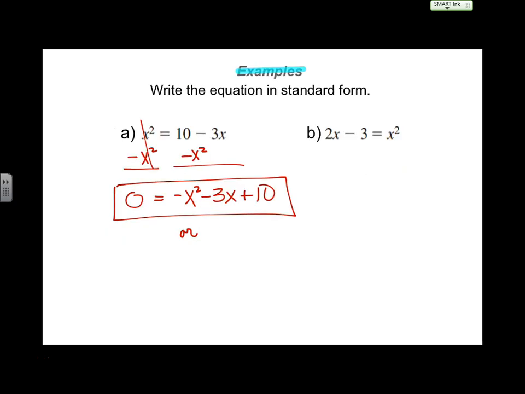Kaylee, what were you gonna say? Or actually, Johnny, yeah, what were you gonna say? So you just plus with 3x and minus 3. You could also add the 3x to the left and subtract the 10 to the left.